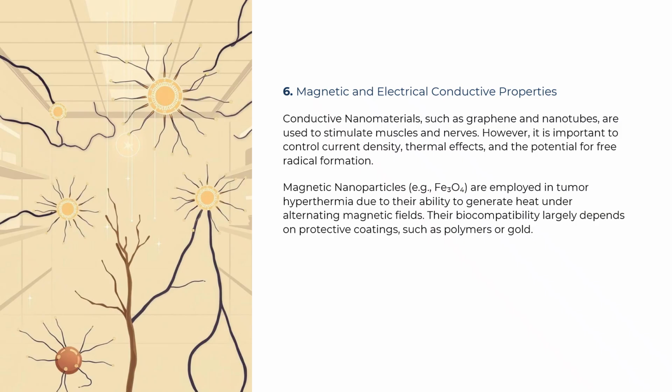Magnetic and electrical conductive properties. Conductive nanomaterials such as graphene and nanotubes are used for stimulating muscles and nerves. However, it's important to control the current density, thermal effect, and the potential formation of free radicals. Magnetic nanoparticles, for example iron oxide, are used in tumor hyperthermia due to their ability to heat up under the influence of an alternating magnetic field. Their biocompatibility largely depends on the protective coating, such as polymers or gold.